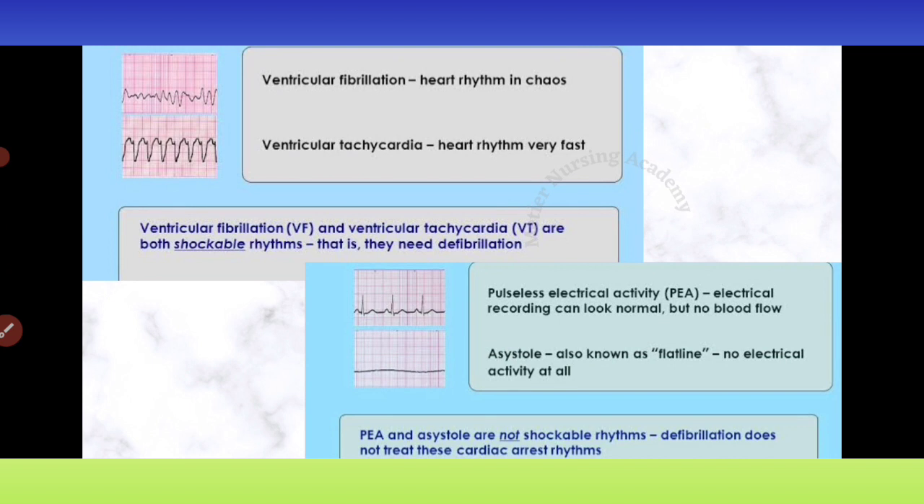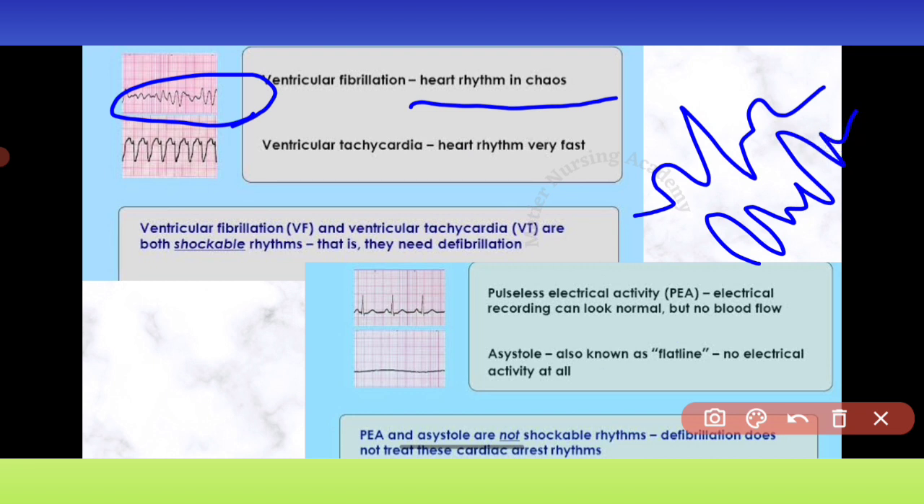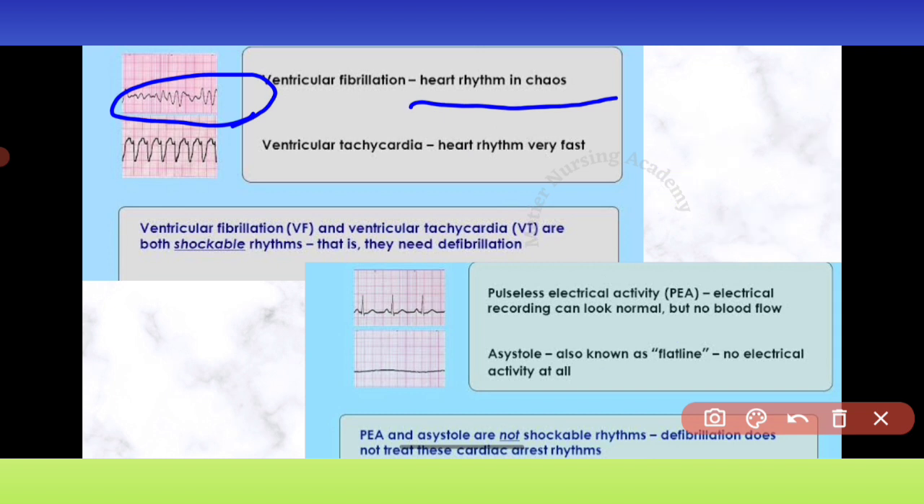See, ventricular fibrillation, here it is clearly mentioned, heart rate is chaos. What is the meaning of chaos? You can see the abnormal heart rate. What is the normal ECG rhythm? You can see P, Q, R, S, T. This is the normal ECG rhythm, whereas here the rhythm is chaotic. There is no proper rhythm, no proper P waves, QRS waves, T waves. So this condition is called ventricular fibrillation.